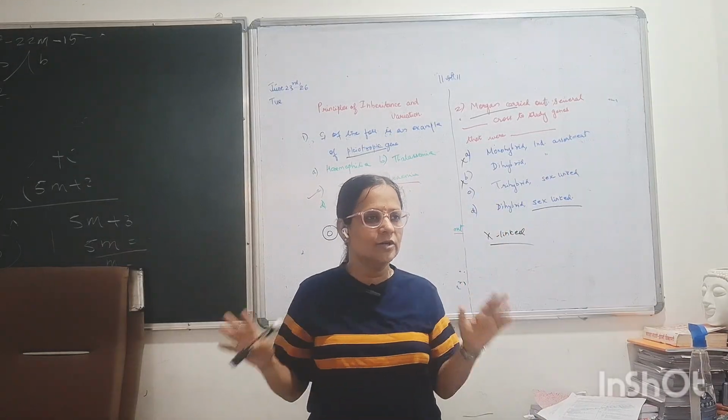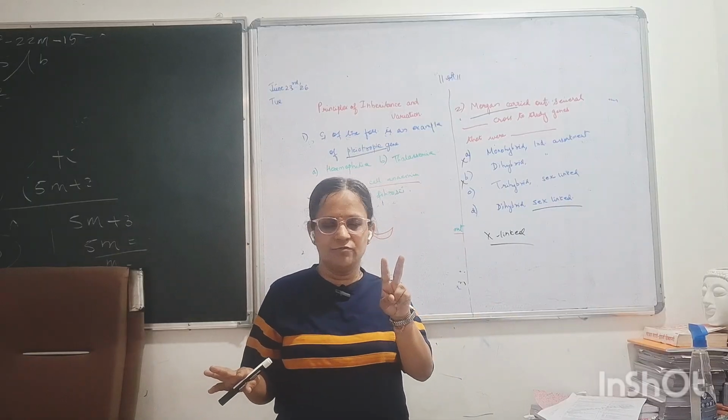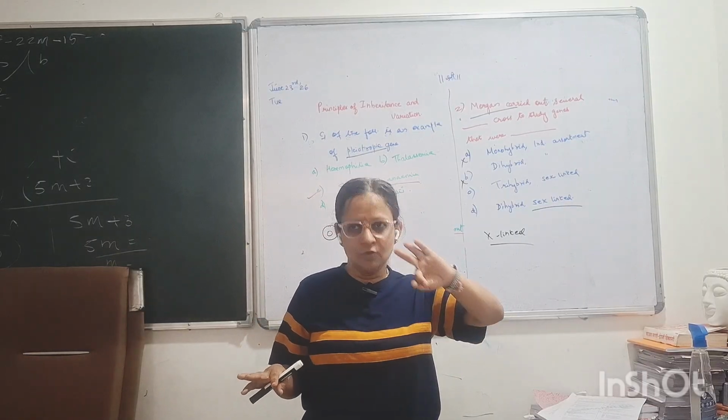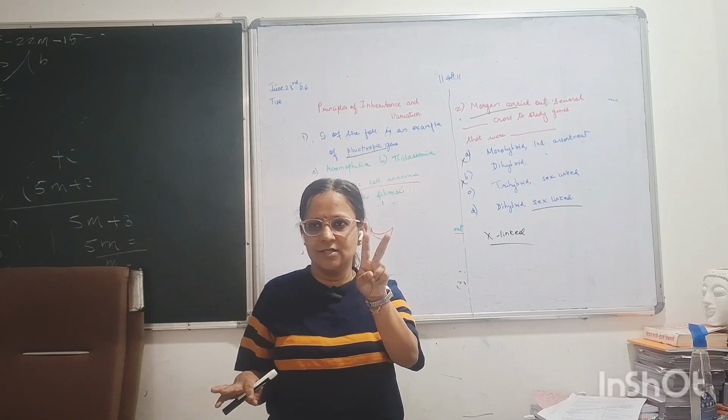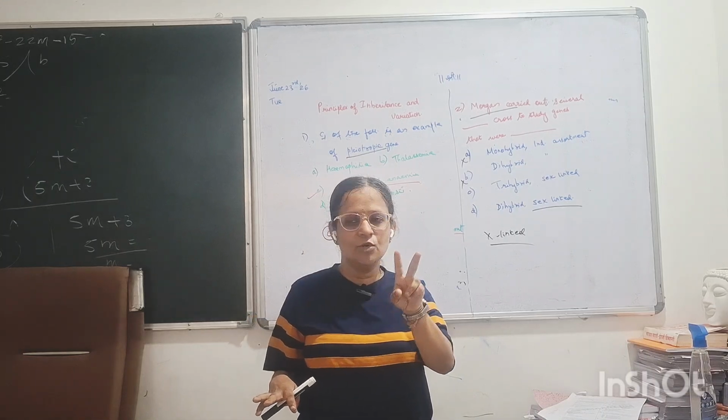Now he did not perform trihybrid. He did only two characters. Which were those two characters? I mean, he took three characters, but he studied two characters at a time. First cross which he made was what?